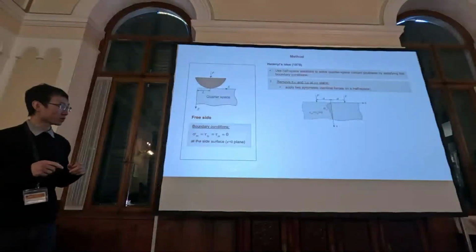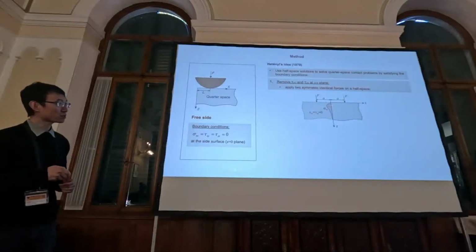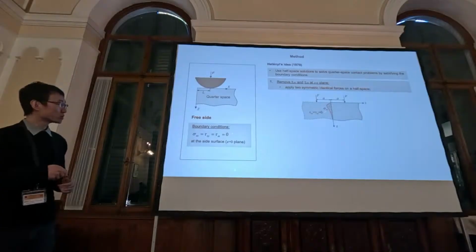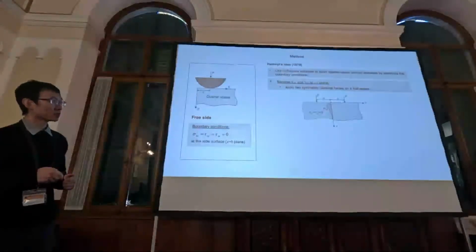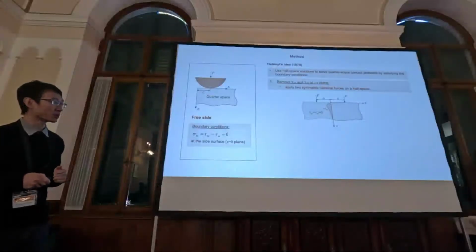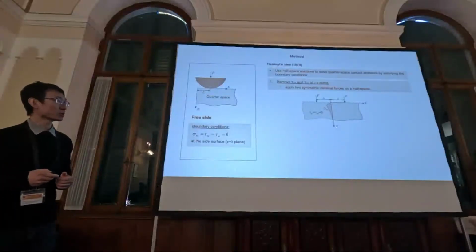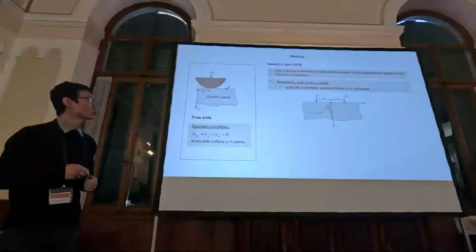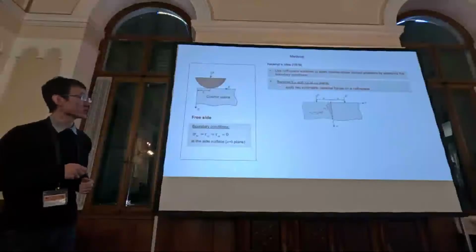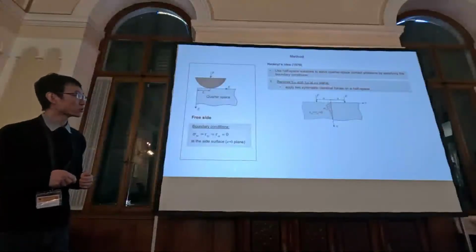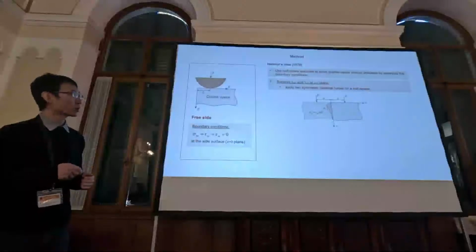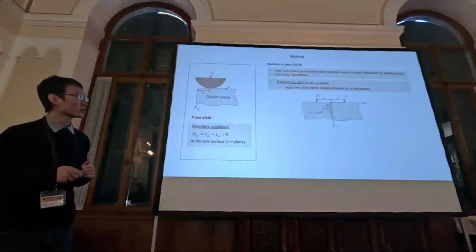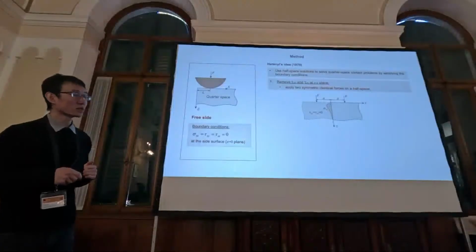If we have a half space, but we can remove these three stresses on the x equals 0 plane, then we get the quarter space solution. So there are two steps. The first step is to remove these two shear stresses at this x equals 0 plane by applying two symmetric identical forces on a half space.